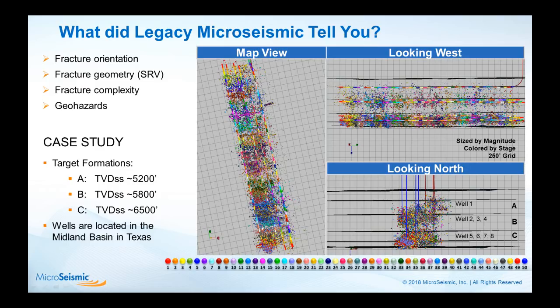I'll explain how we can achieve this goal using a case study from the Midland Basin in Texas, where we have 8 wells completed in 3 different formations. Here on the right, you can see map view, depth view, and gun barrel view of all the 8 wells and the microseismic data that have been collected using a surface array. Well 1 is landed in formation A, wells 2 to 4 are landed in formation B, while wells 5 through 8 are landed in formation C.